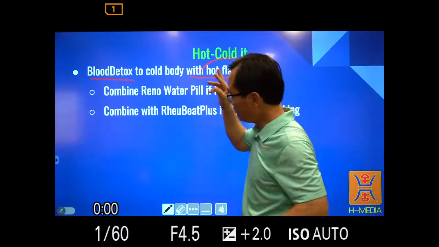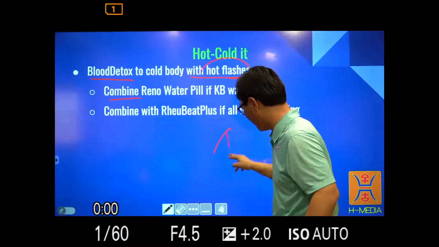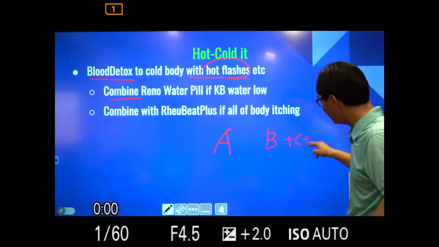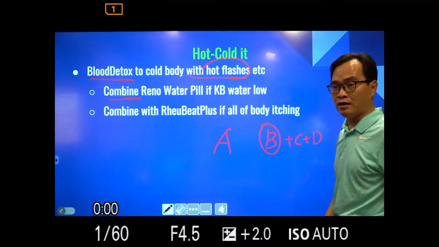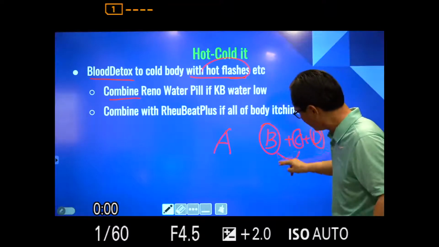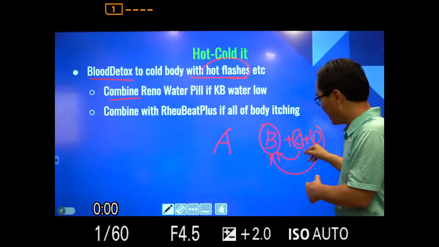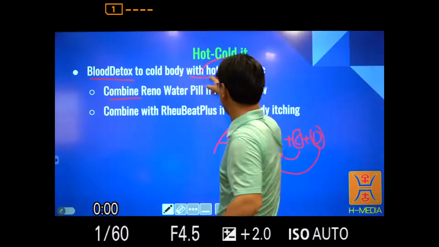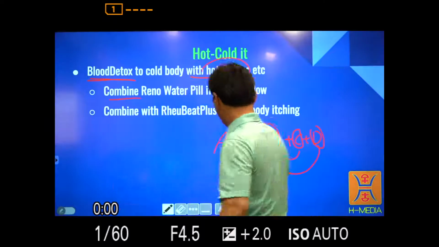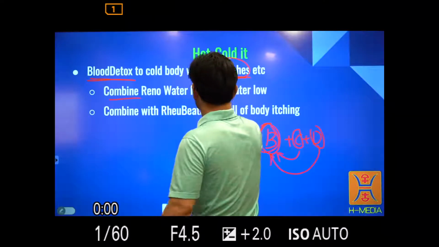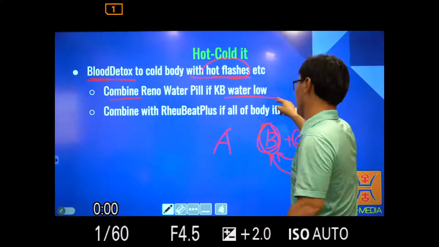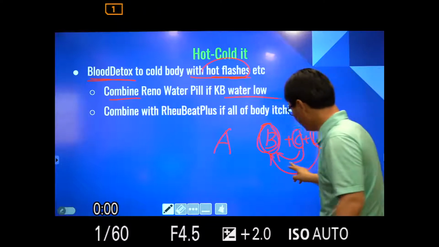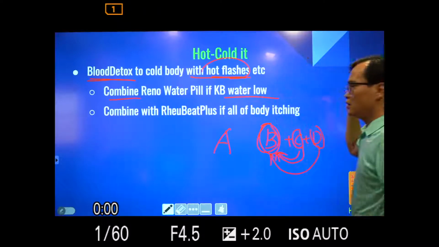Combine is what? When we mention combine, like okay, for the problem is A, the major formula is B, combine with C and D. So the B is the major formula, and C and D is for helping B to work. When helping the B to work, generally the property will be the same as this one, all similar. It's like when the people have hot flashes, we use the Blood Detox as a major formula B, combined with Renal Water Pill if the keep water is low, fat toxin high, and you combine the Renal Water Pill C. Renal Water Pill C will help the B to work for the hot flashes.